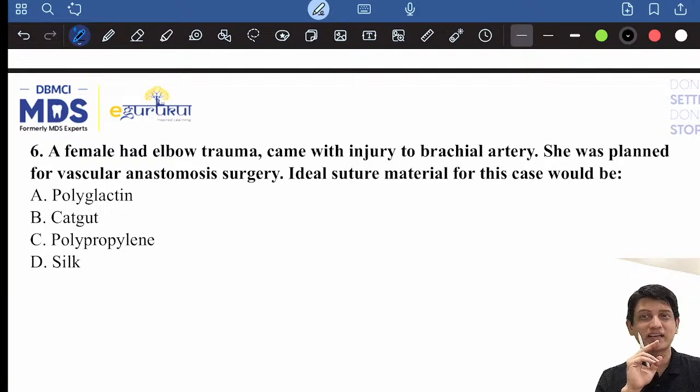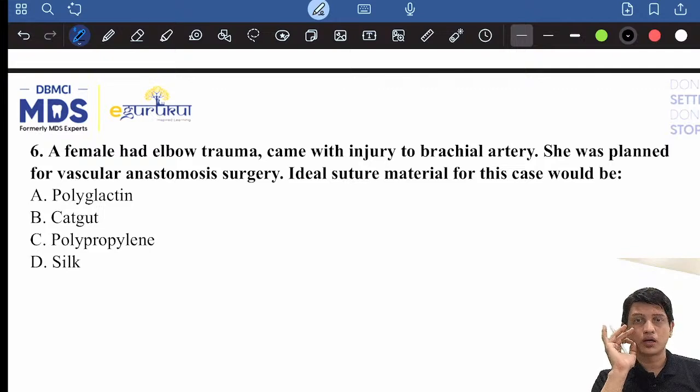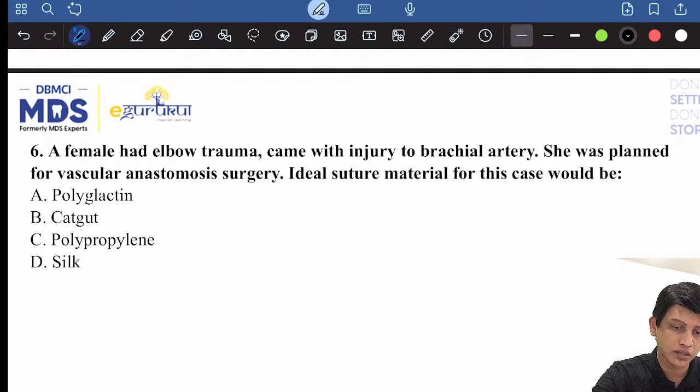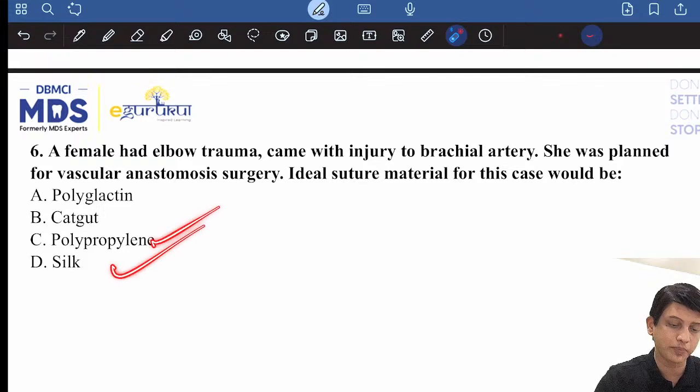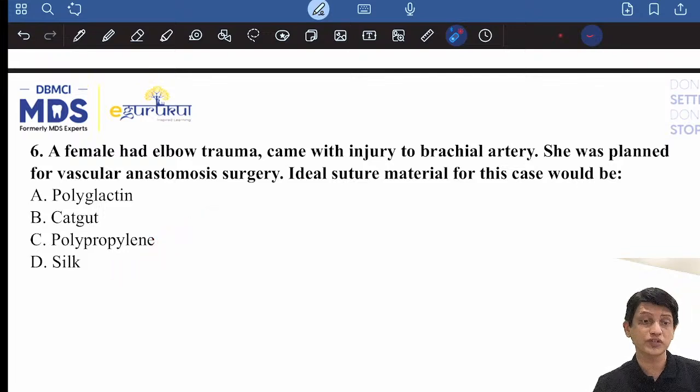Okay. Polyglactin is absorbable. If you use an absorbable one like catgut also, it gets absorbed in a week. How can you be so sure that within 1 week, whatever anastomosis you have done, it will heal? You can't be so sure, right? So you always use non-absorbable sutures for vascular anastomosis. There are two non-absorbable options: polypropylene and silk. Among these, which one will you prefer? Polypropylene or silk?